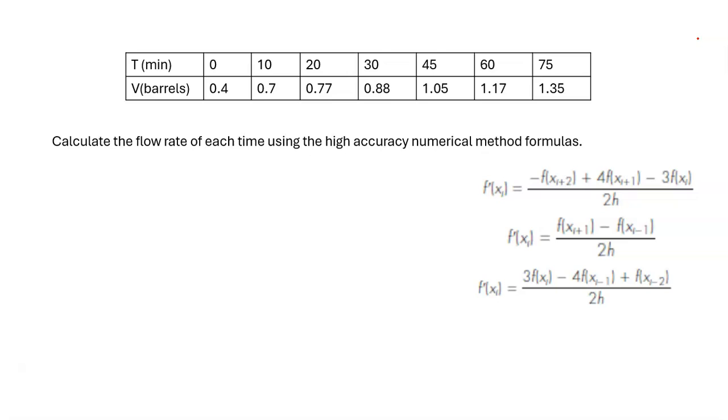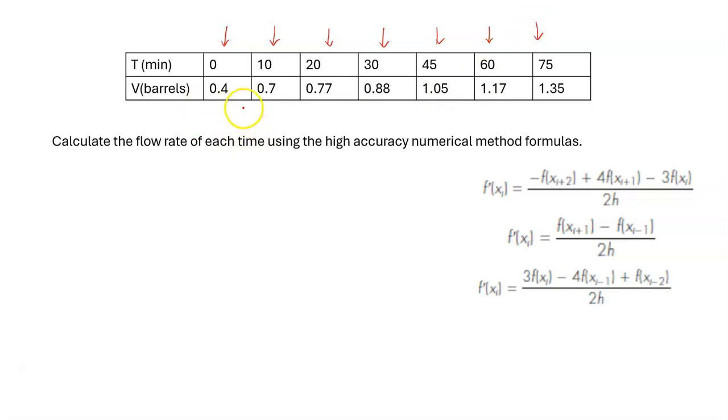So we have here a set of data, time given in minutes, which is 0, 10, 20, 30, 45, 60, and 75. The volume is given in barrels, all right? These are the values. So the question is, calculate the flow rate at each time using the high accuracy numerical method formulas. So this one is the high accuracy Newton divided difference formulas. So we have here 1, 2, 3, 4, 5, 6, 7.